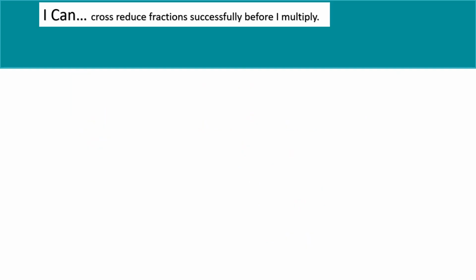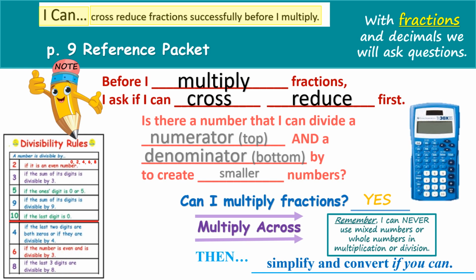So we want to be able to look at what we're asked to do today. And our goal or objective is to be able to say that I can cross-reduce my fraction successfully before I multiply. Now, once I cross-reduce, then I go back to my original questions that we did in our previous lesson. Can I multiply? Yes. What do I do? I multiply across, and then I see if I can simplify and or convert. If I can, then I'm good.